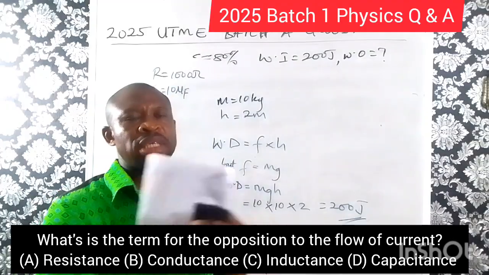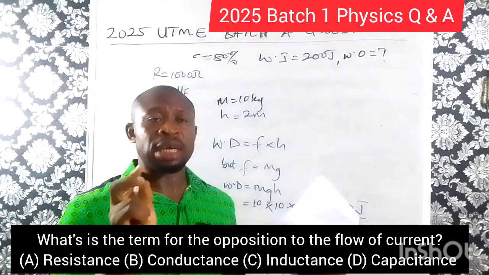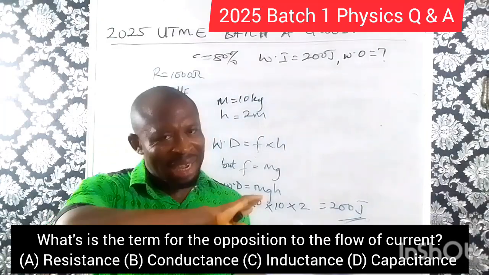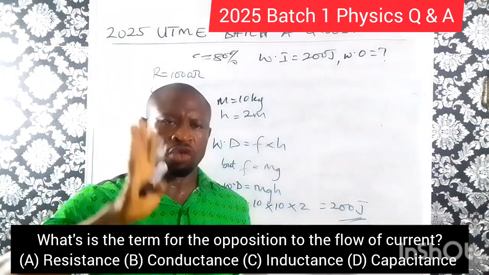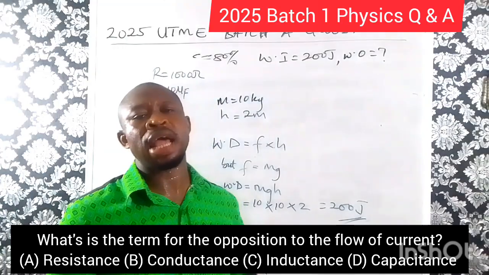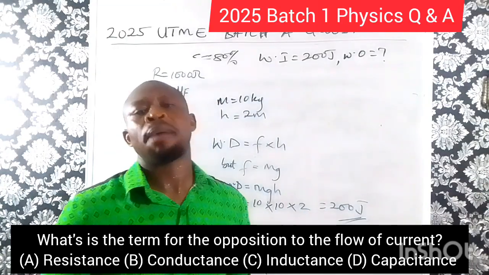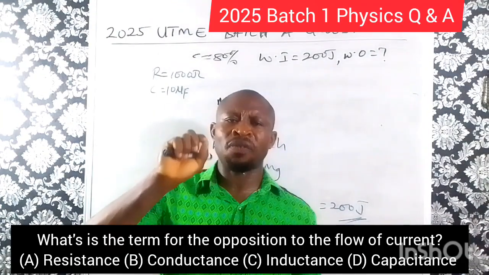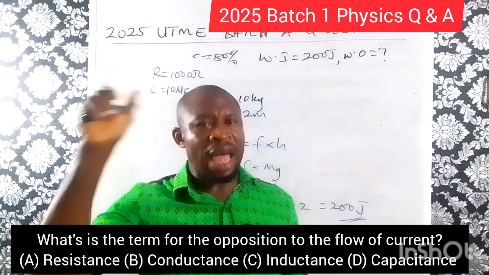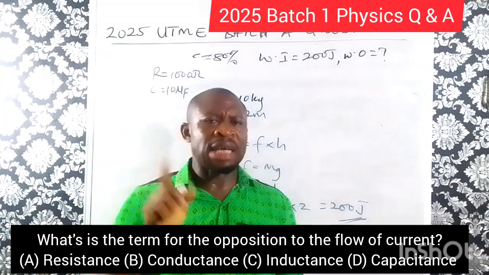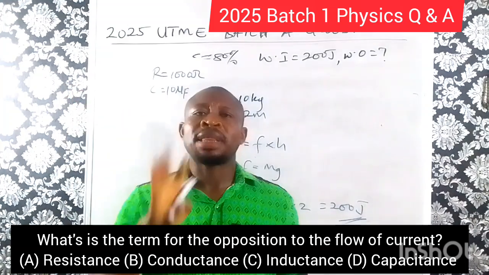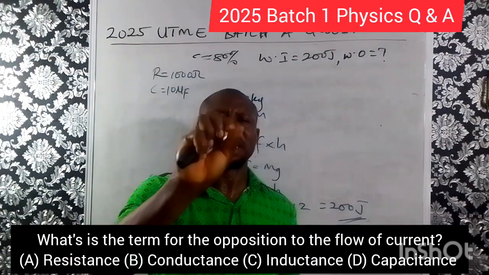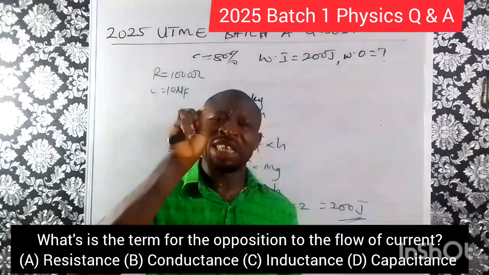Now, I will explain this. Since they said, what is the opposition to the flow of current in an electric circuit, full stop, the opposition there is resistance. But if they say, what is the opposition to the flow of current in an AC circuit? In an AC circuit, of course, they will have three factors there: the resistance, the inductance, and the capacitance. So these three oppose the flow of current.